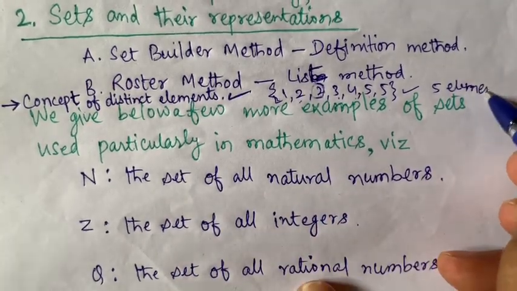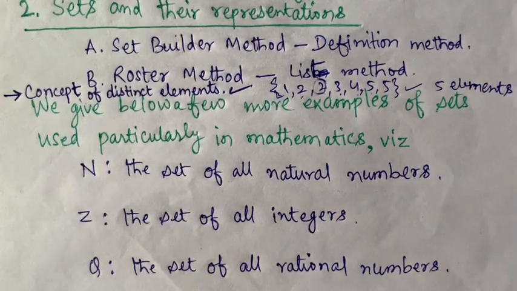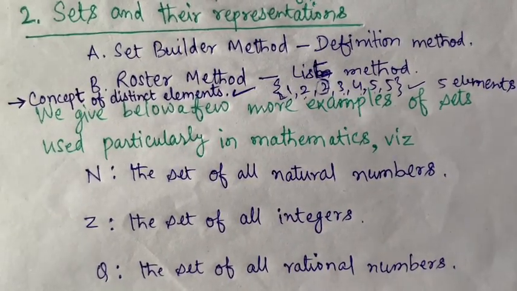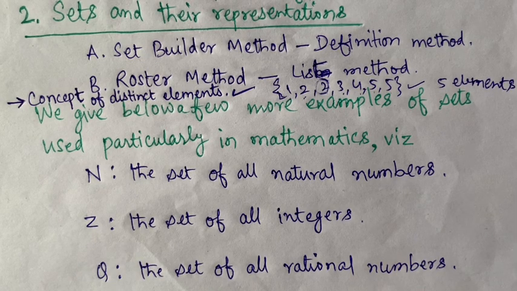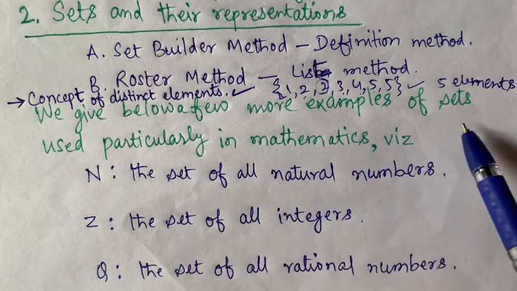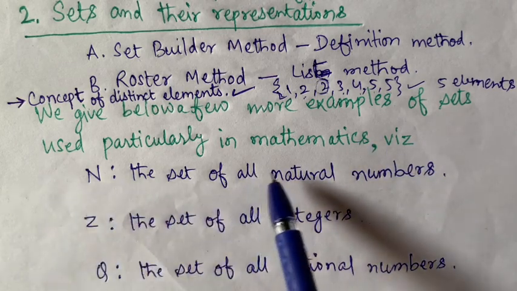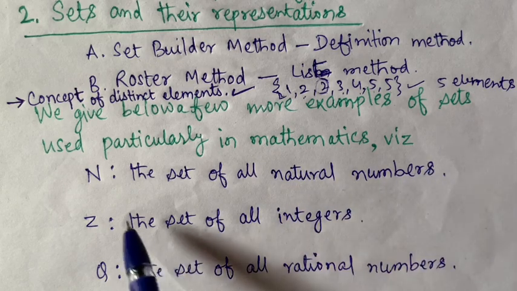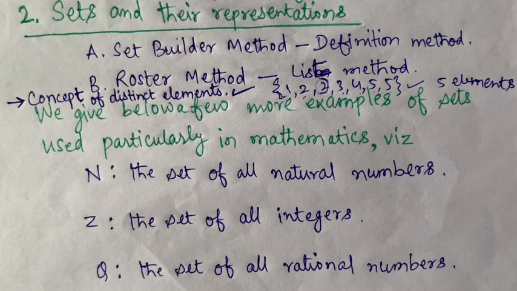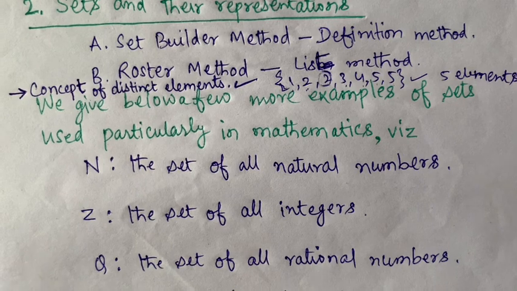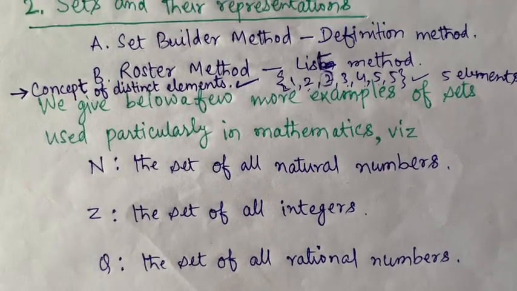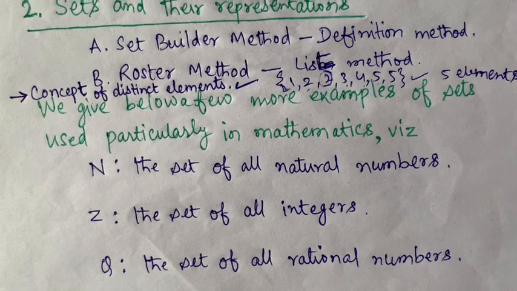Here we can see that it apparently looks like we have 7 elements in this set, but there are only 5 elements. Actually we need to count the distinct elements in the set. We give below a few more examples of sets used particularly in mathematics. These are very important because these sets are related to the number system, and number systems are extensively used in mathematics. Now the first set is natural numbers, the set of natural numbers.